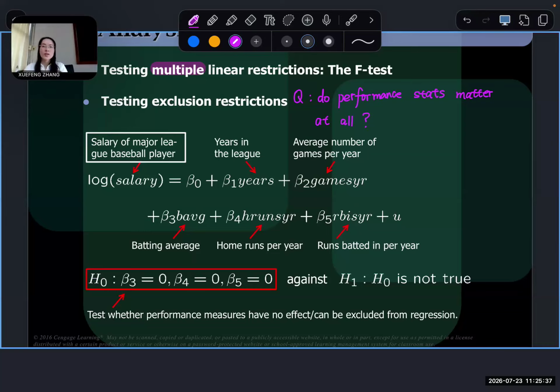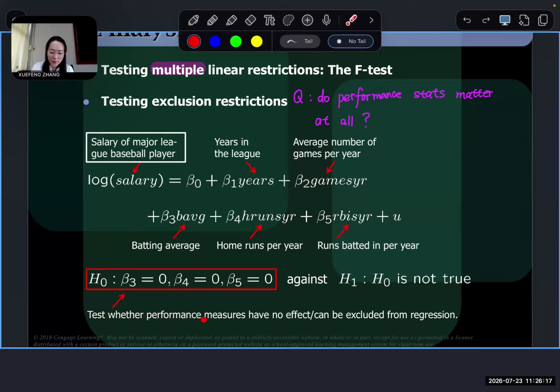Based on this question, we need to have our own hypothesis, which is H0. Once we control for the years in the league, this is the control variable, okay? That means we want to test 3 coefficients simultaneously. What does simultaneously mean? At the same time, okay, at the same time. So in this case, our H0 becomes beta 3 equals 0, beta 4 equals 0, and beta 5 equals 0, against our alternative hypothesis that H0 is not true.